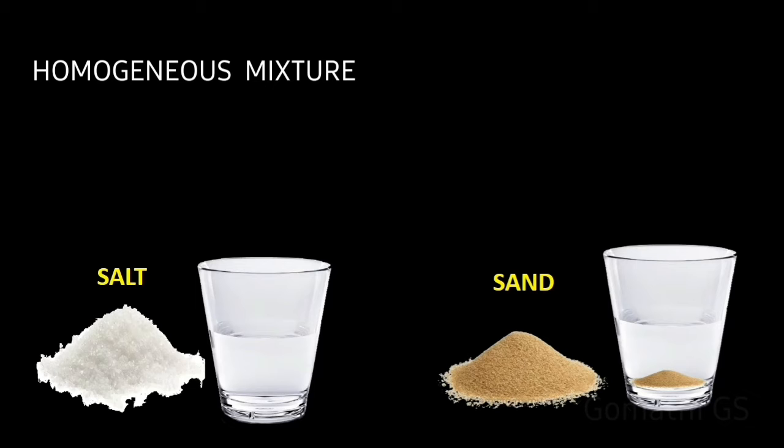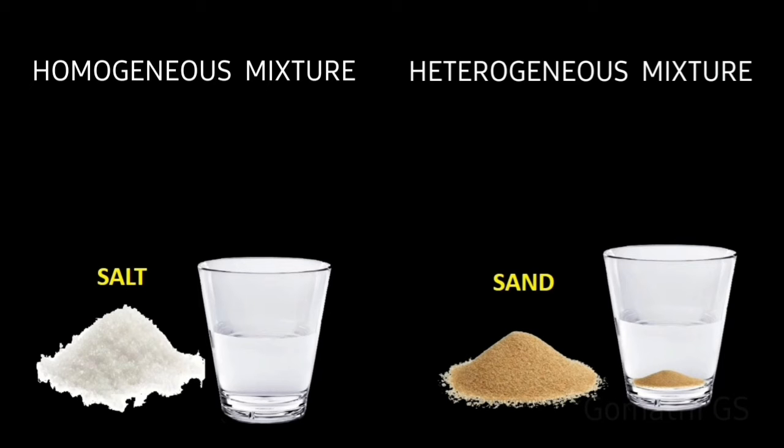But in another glass, sand settles down. We can clearly see the sand particles. This mixture is said to be heterogeneous mixture. Children, now tell me, what is homogeneous mixture? A mixture in which the components cannot be seen separately is called homogeneous mixture.